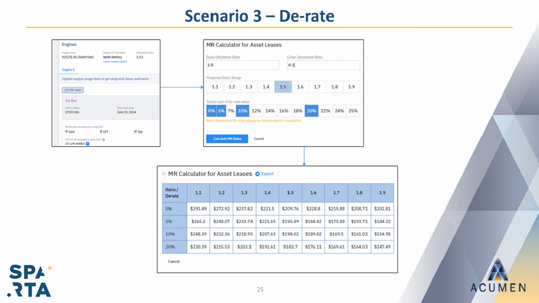Clicking on the LOI MR table button, we're then able to select the increment between the out-of-cycle ratios. In this instance, we've selected 0.1, giving us a range of 1.1 to 1.99 for the out-of-cycle ratio. We can then select up to 4 levels of D rate and generate the table shown. The table can be exported and used in contracts or for negotiation.